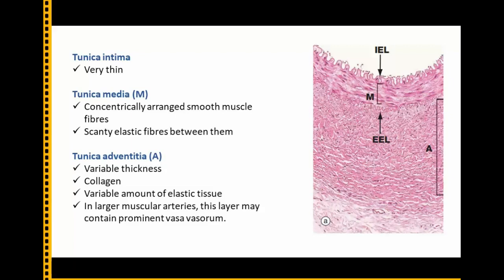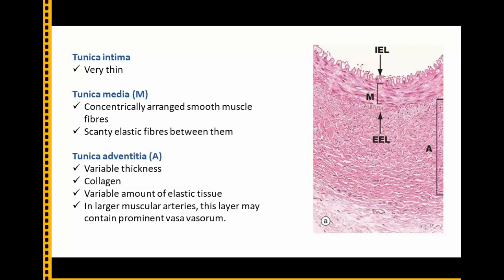Tunica intima is very thin and the media is comprised of mainly smooth muscle. They are arranged concentrically, and you can still see elastic fibers. And adventitia is this part.